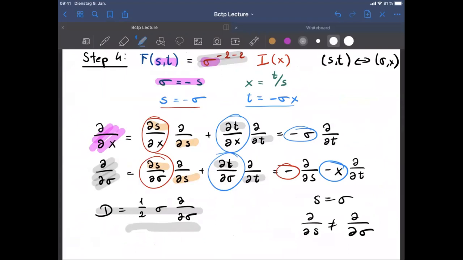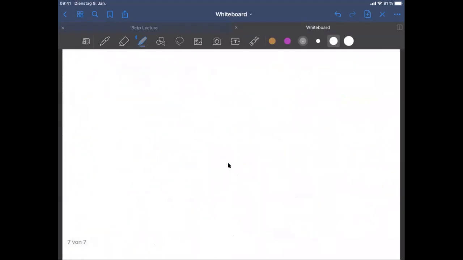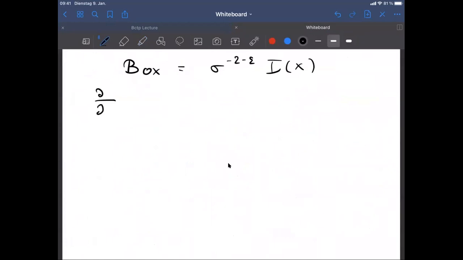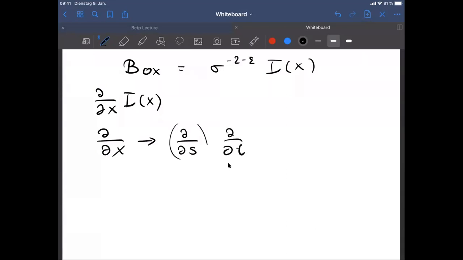So the upshot is that in the end, if you now go backwards, we have a way. So our box integral that we want to compute is the sigma -2 minus epsilon times this function I of x. What I want to compute is d over dx acting on I of x. And if you now unfold what we've been doing, we've managed to write ddx as a linear combination of dds and ddt, actually only ddt in this case.